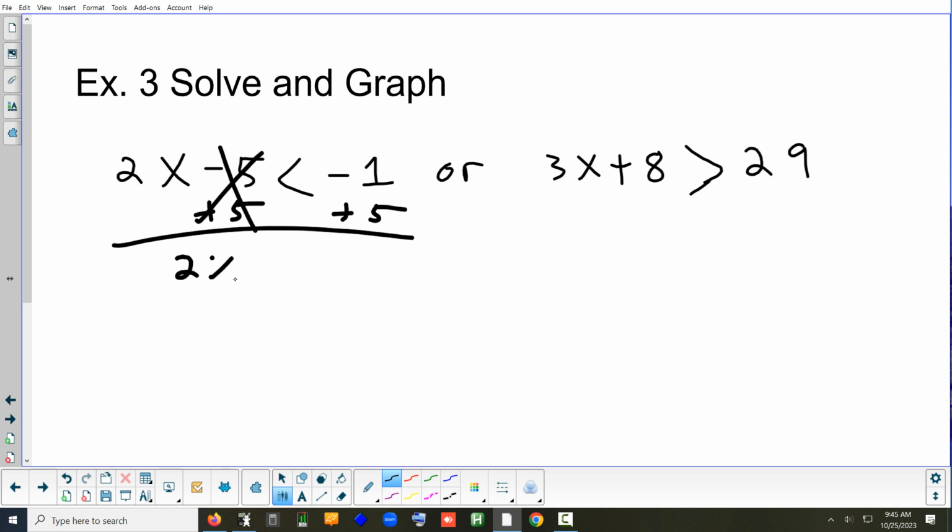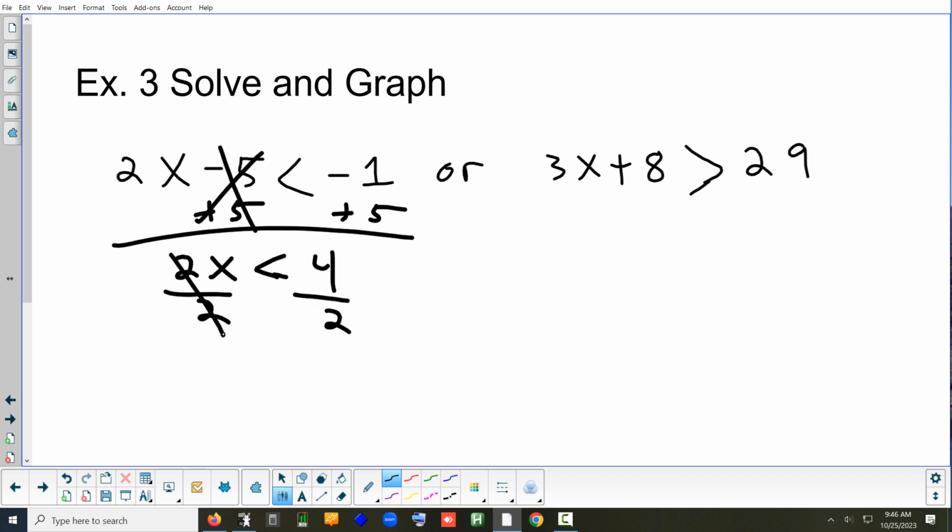Zach, once I do that, what's still on the left side? 2x. 2x is less than. And Sam, what's -1 plus 5? 4. Yep, perfect. Okay, and Eli, is x by itself? No. Nope, not yet. Still got to get rid of the 2. And how would I do that? Yeah, so we're going to divide both sides by 2.